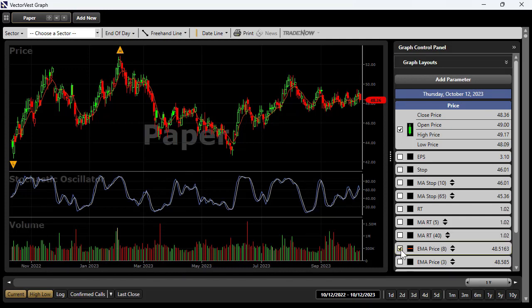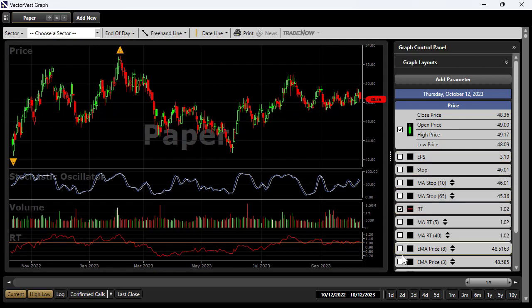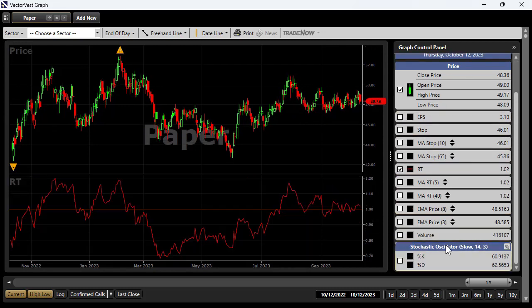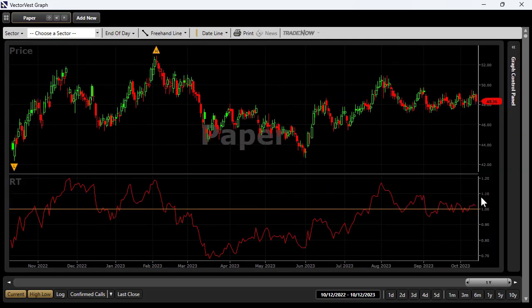Let me clean up this graph a little bit here. I'm going to put RT on. I'm going to take off a few of these indicators. Relative timing there at the bottom. Barely above 1, but you can see the trend of the indicators. So the value of RT, very important. What you need to do, though, because it's such a fast indicator and identifies changes in trend, look at the chart, plot RT. You can clearly see what the price of the paper sector has been doing.